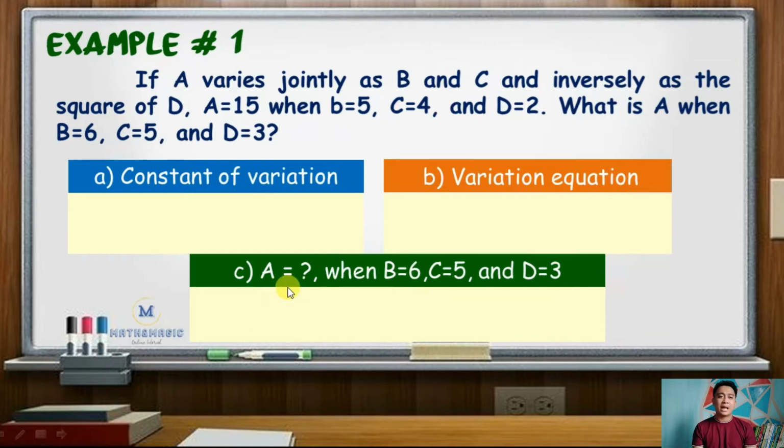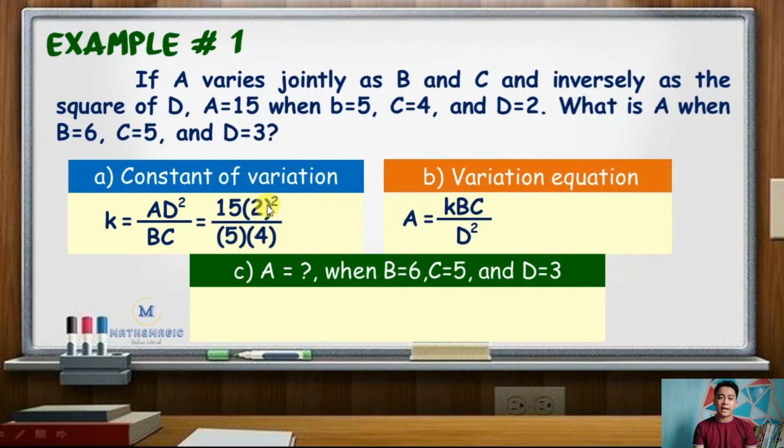For this, we will have A equals KBC over D squared. Solving for K, we will multiply A and D squared. Now the product will be divided by the product of B and C. Substituting the values, K is 15 times 2 squared over 5 times 4. 2 squared is 4, times 15, the product is 60. For the denominator, 5 times 4 is equal to 20. Dividing 60 by 20, the quotient is 3.